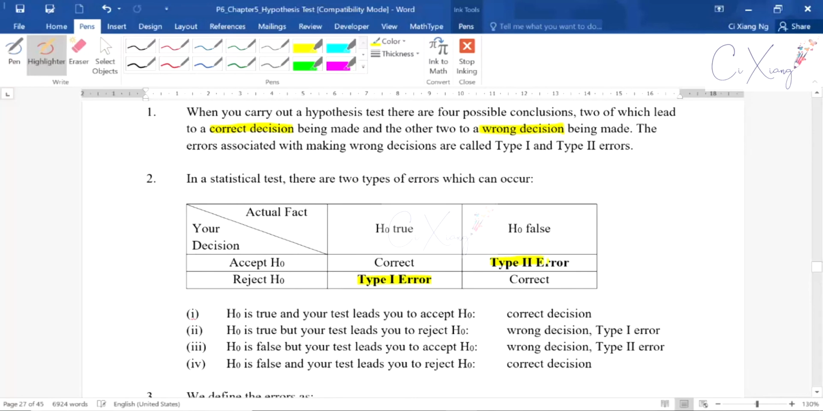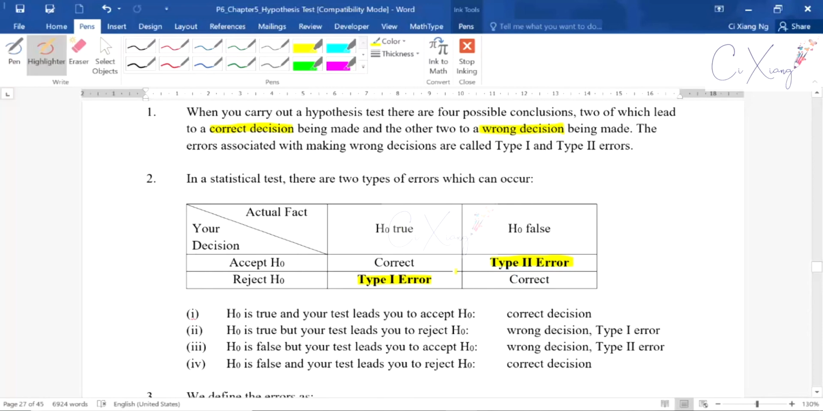Now when we carry out the test, it is not always that we will make a correct decision. Sometimes we'll make a wrong decision. So we need to know what is the percentage or probability that we will make a wrong decision in the hypothesis test, and all this can be calculated. We call all these wrong decisions errors.